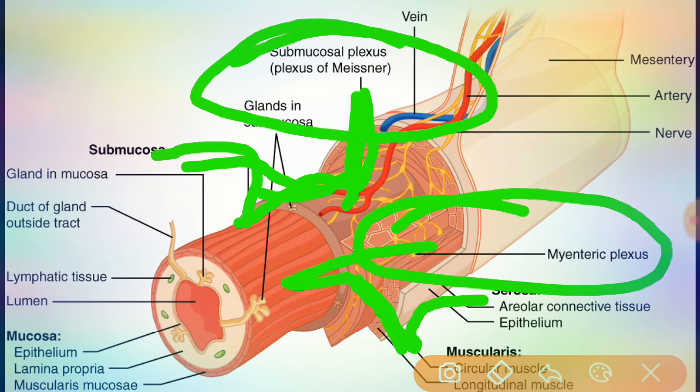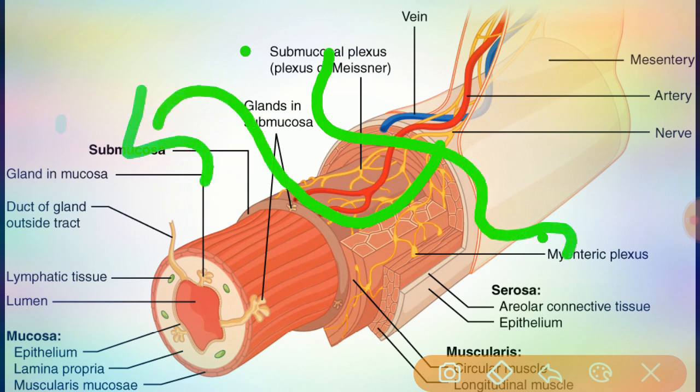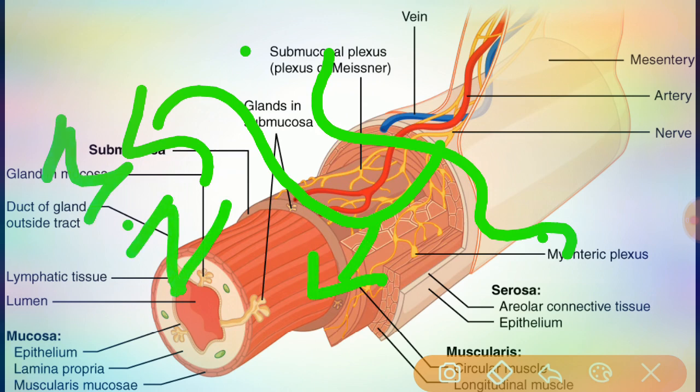Okay, so these two plexuses, the submucosal plexus and the myenteric plexus of the enteric nervous system, consist of three types of neurons. Three types of neurons will be present in the submucosal plexus and the myenteric plexus. What are those three? Let's see. The first one is the motor neurons, the second one is the interneurons, and the third one is the sensory neurons.